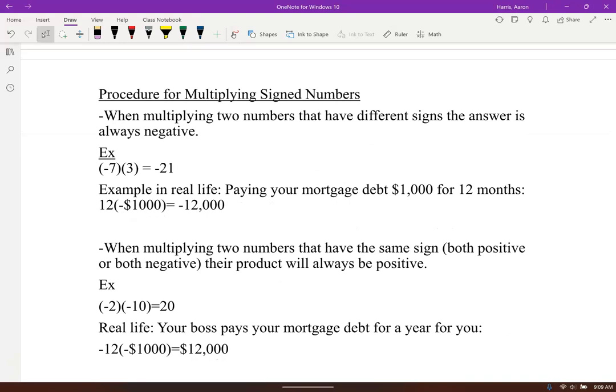Well, as we talked about last time, a negative times a positive is a negative, right? Negative 7 times 3 is a negative 21. A real life example: if you make a mortgage payment of $1,000 a month, you're losing $1,000. You do it 12 times a year. You're losing out of your pocket $12,000. You are paying, right? Negative 12,000.